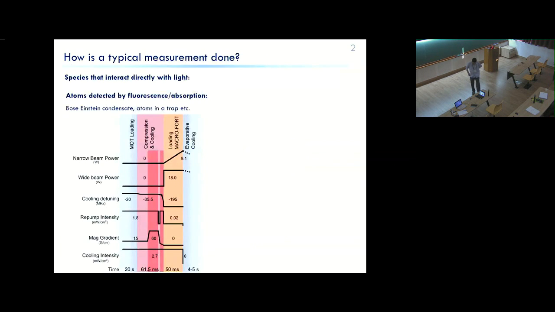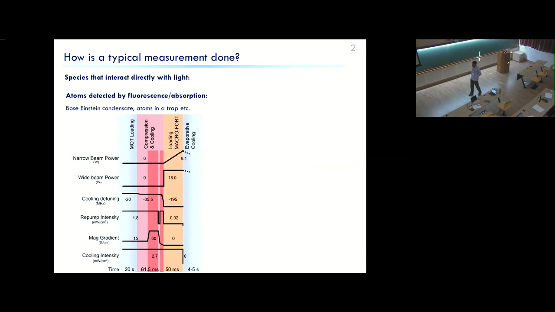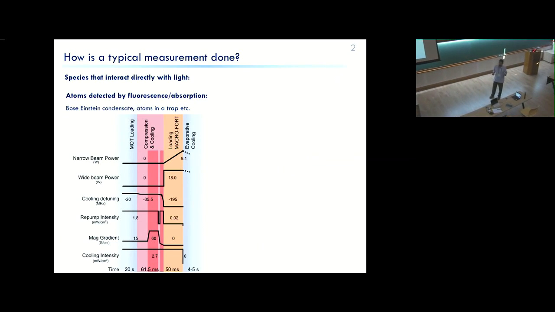And so in this context, how is a typical measurement done? If there are species which interact with light, in that case, you can look at the fluorescence or the absorption. So if you have atoms, for example, let's create a BEC, and you go through all this trouble of changing the powers of different beams and changing the detunings and magnetic fields, and at the end of 5 or 10 seconds, you have a BEC.